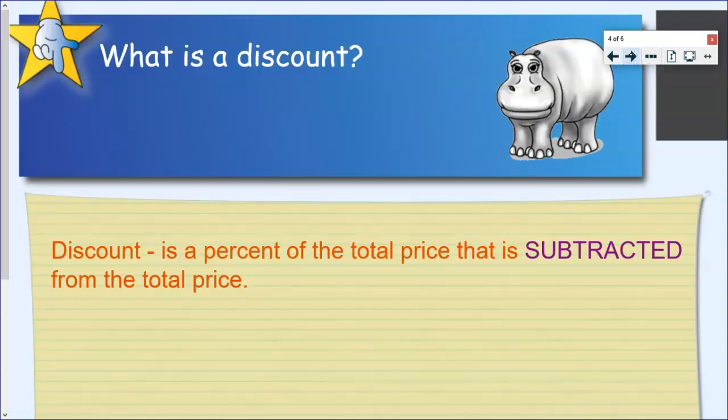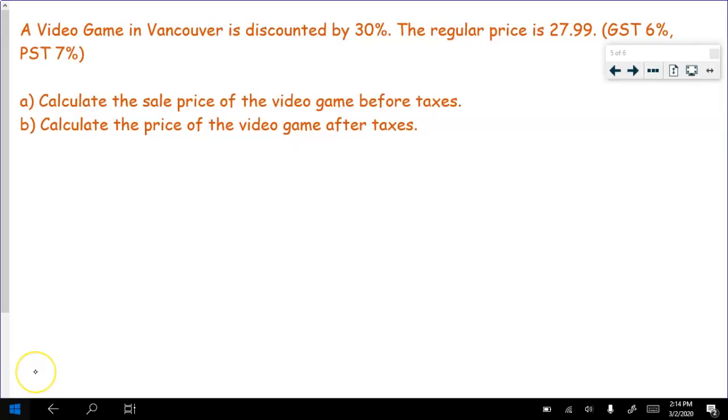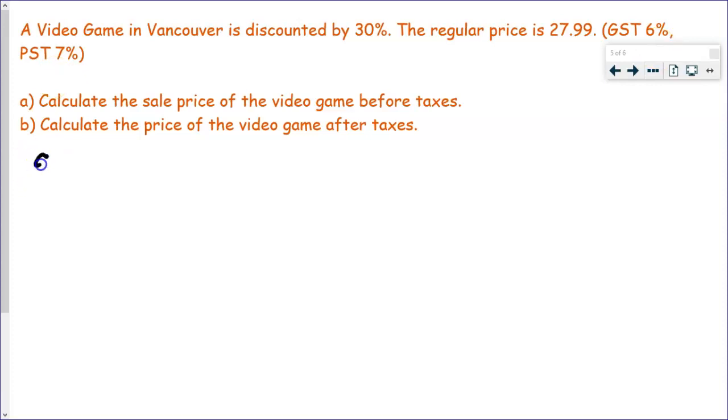Next question. I'm going to talk about discount. So it's a percentage of the total price that's subtracted from the total price. Okay, so we subtract this instead of add, but don't forget there's going to be tax as well, so that has to go back on. Okay, so let's talk discount here. Here we have a video game in Vancouver discounted by 30% with a regular price of $27.99. Taxes there are 6 and 7%. So we're going to calculate the sales price of the video game before taxes. Alright, so let's do that.